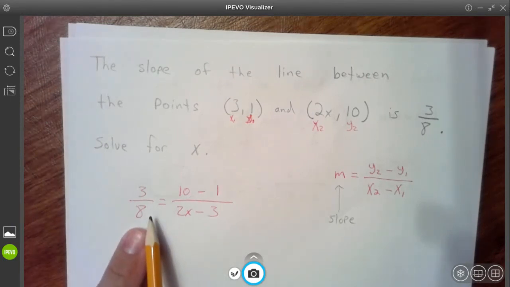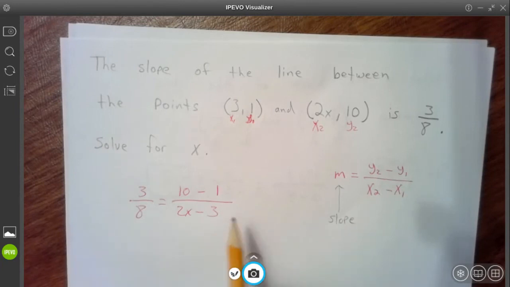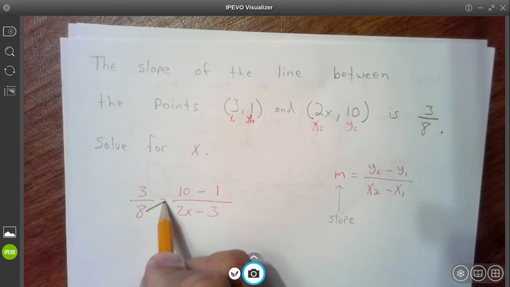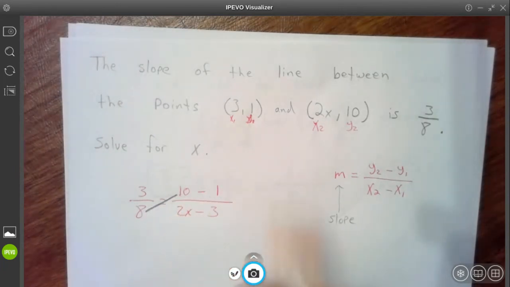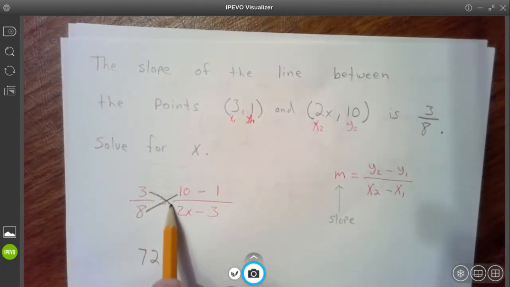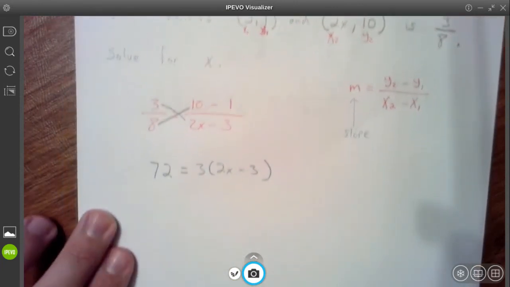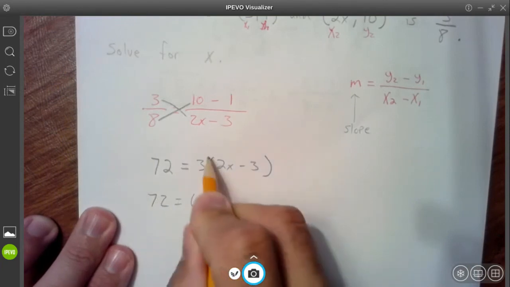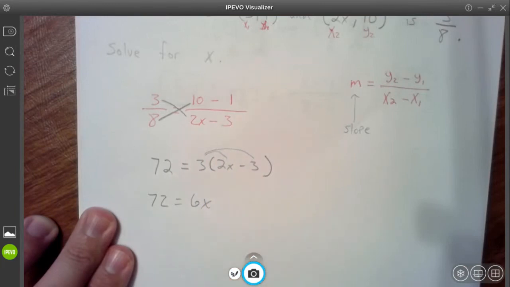We wrote a proportion. Now we're just going to solve it. Cross multiply here. It's going to be 8 multiplied by 9. 10 minus 1, that's 9. So I get 72. And then on the other side, it's going to be 3 multiplied by 2x minus 3. Of course, you want to distribute the 3 inside. So 72 is equal to 6x, and then 3 times 3, that'll be 9.